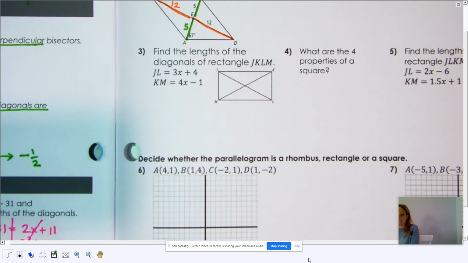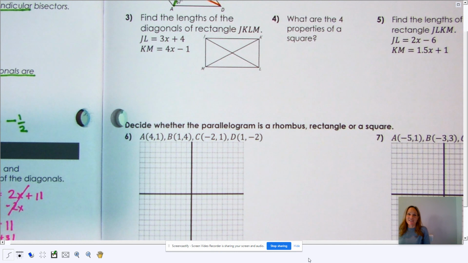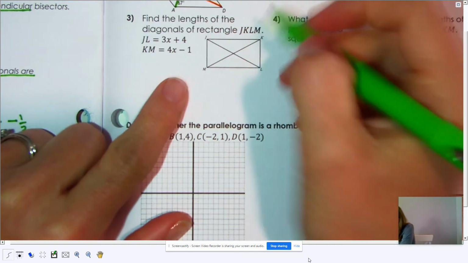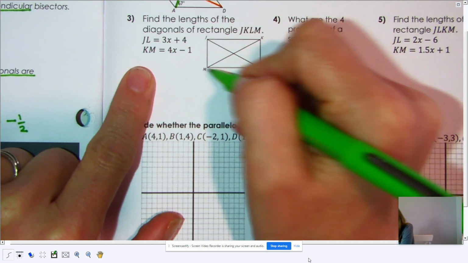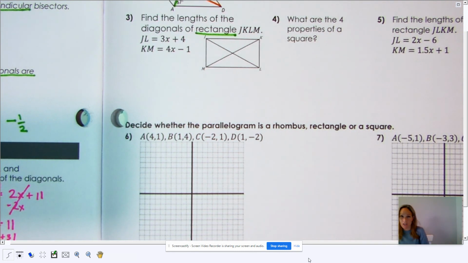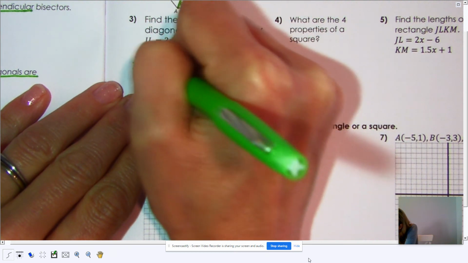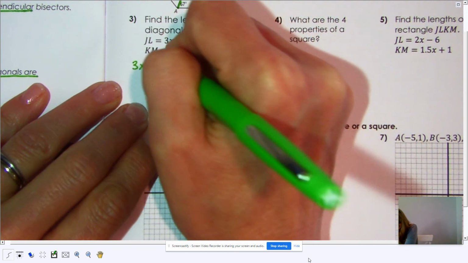All right, question number 3. Find the lengths of the diagonals. Okay, so this one's a little bit tricky in the way that the question is worded, because first we have to solve for x, but then we have to plug it back in again, okay? So J to L is one of the diagonals, K to M is the other. Because it is a rectangle, I know that they're congruent to each other, which means I can make these equal. So 3x plus 4 equals 4x minus 1.